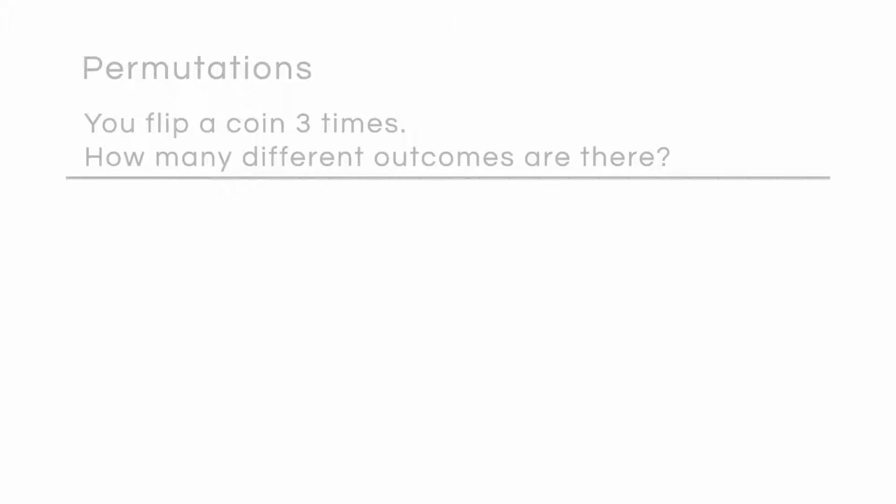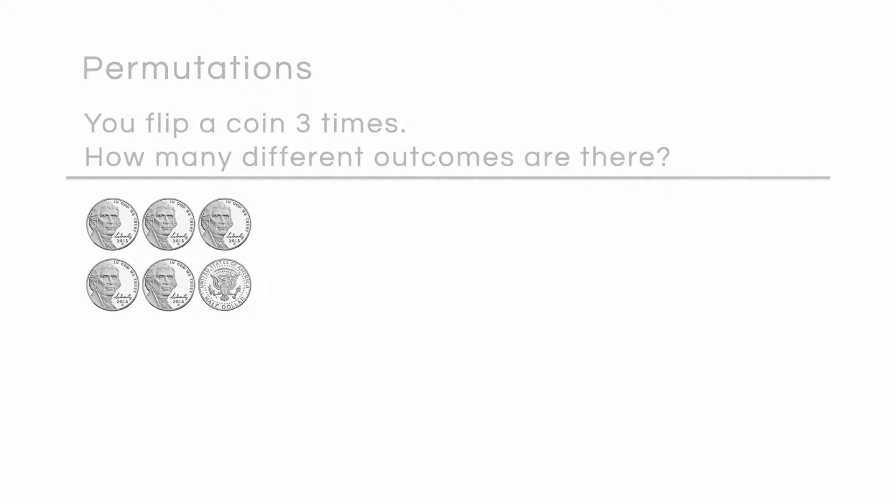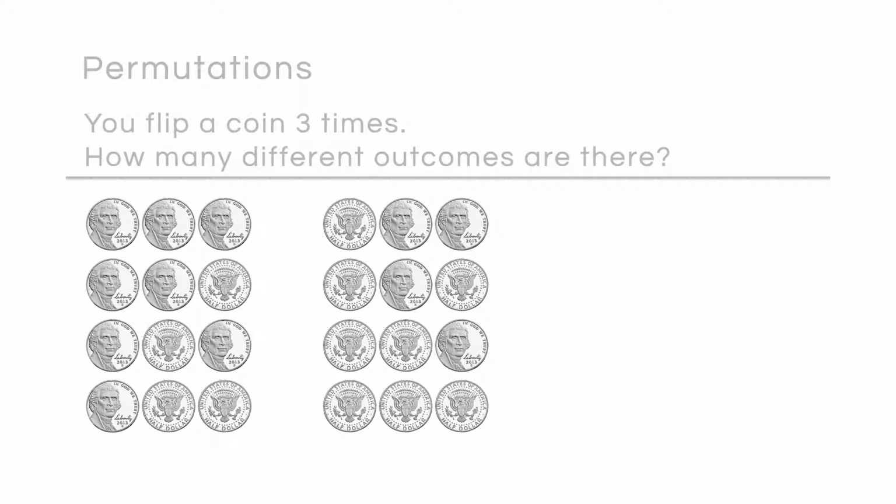Okay, so flipping a coin. Every time you flip a coin, it could either land on heads or tails. But what happens if you want to know all the possible outcomes of flipping 3 coins? So you flip a coin 3 times, how many different possible outcomes are there? Well, there's heads, heads, heads, heads, heads, tails. So there's 8.